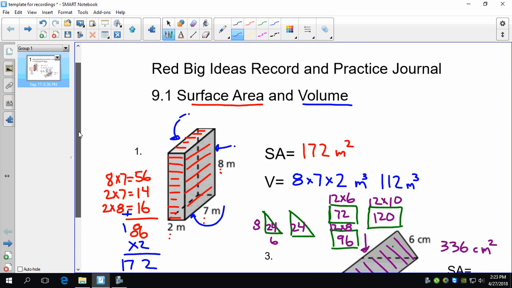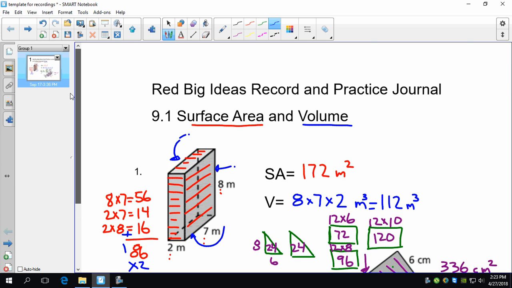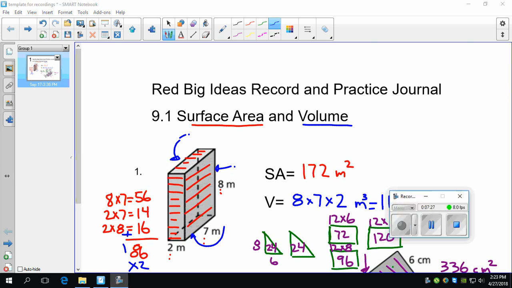And then the first thing that we did was volume, and volume is just simply 8 times 6 times 2, and that would be equal to 112 meters cubed. All right, ladies and gentlemen, good luck with surface area and volume.